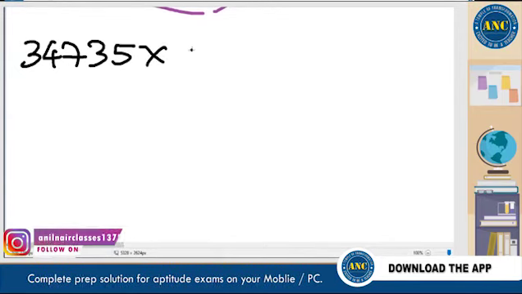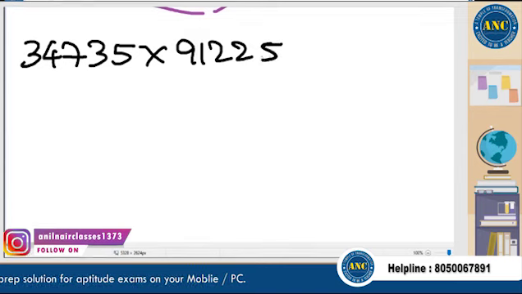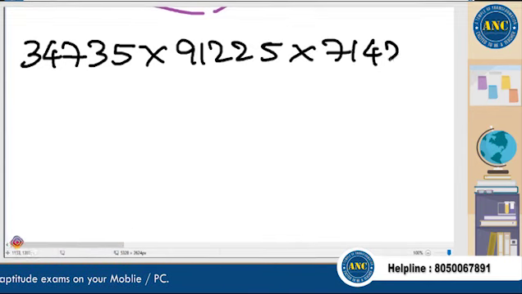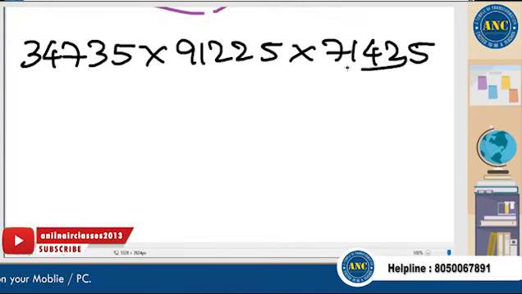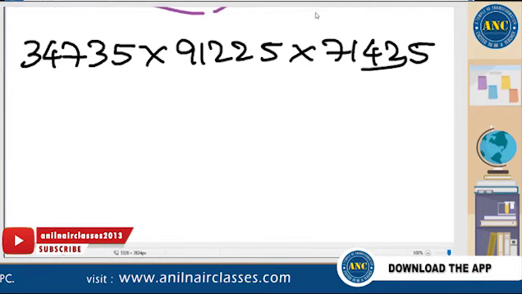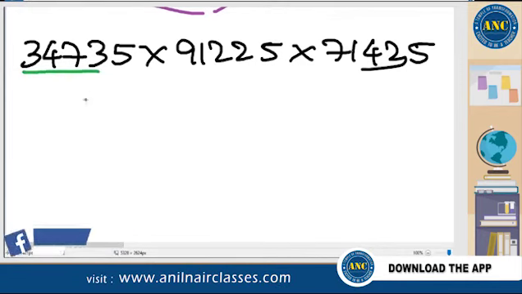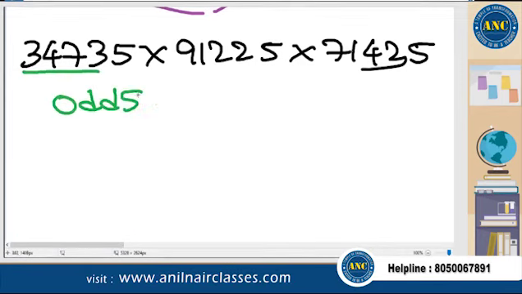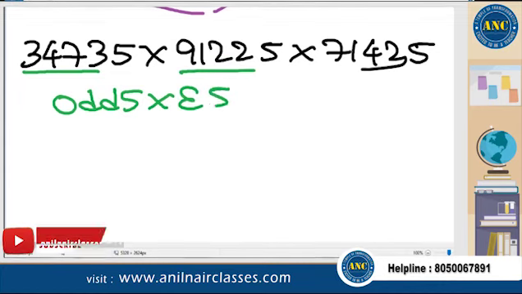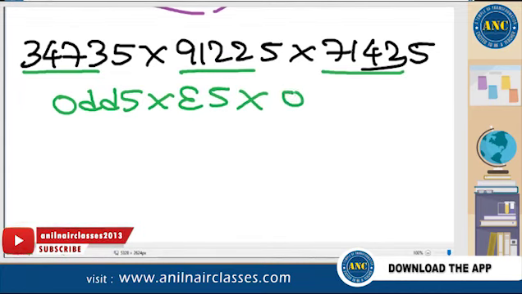34735 into 91225 into 71425, right? 714, okay, 71435 for example. Suppose for example, tell me this. 3473 is odd, odd 5. 9122 is even, even 5. 7143 is odd, odd 5.